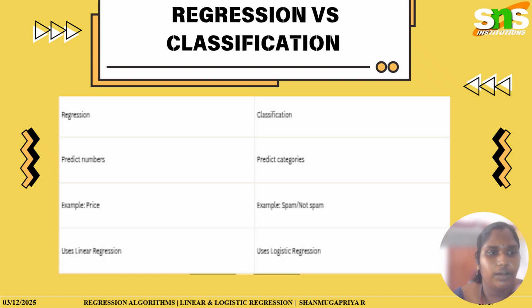So what is the basic difference between regression and classification? Regression predicts numbers and classification predicts categories. For example, in regression we predict a factor like price, while classification predicts whether something is spam or not. Regression uses linear regression and classification uses logistic regression.